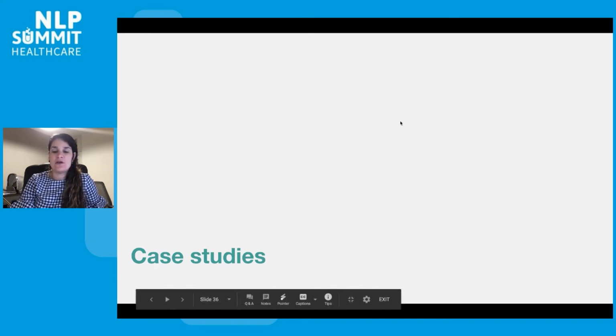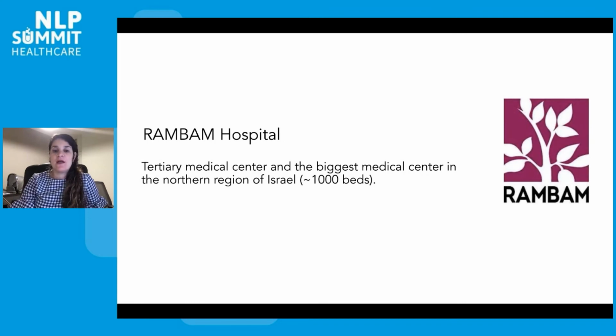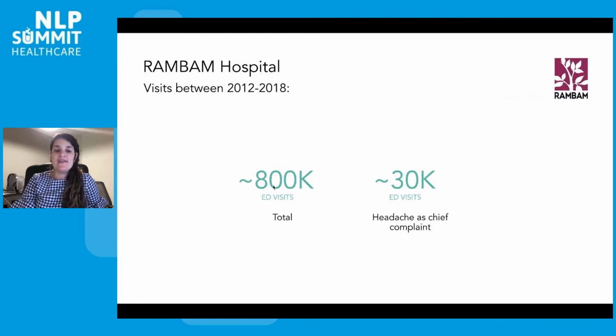We extract all the concepts from the text, and then we build ML models on these features to predict diagnosis. So let's take a look at examples of predicting diagnosis. I will show you the results from a very big hospital in Israel, Rambam Hospital in Haifa, where we have 800K emergency visits, and 30K of them are headache cases, where headache is mentioned as a chief complaint of the visit.